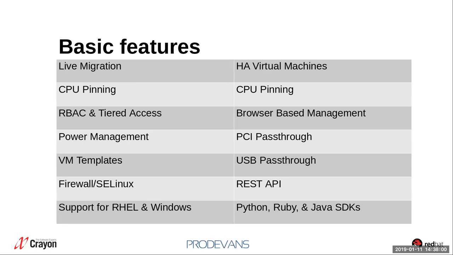VM templates, USB pass through, means you can add USB also, so your VMs can access the USB. Firewall and SELinux permissions are set using a REST API, and it supports RHEL and Windows. Behind the scenes, that's the API that we have discussed. On the hypervisor, your Python, Ruby, and Java SDK must be installed.